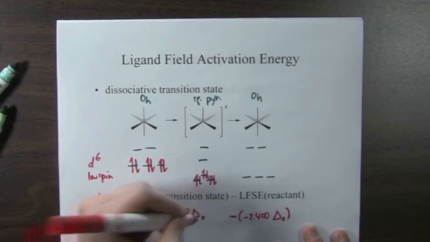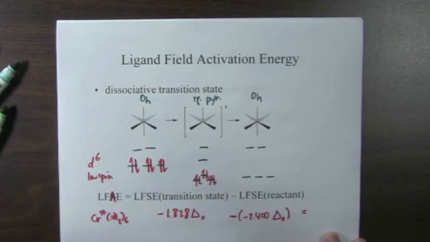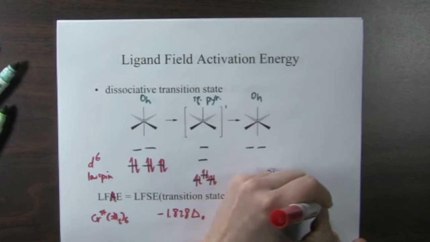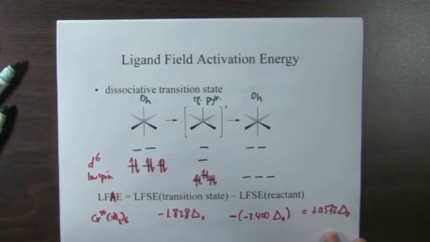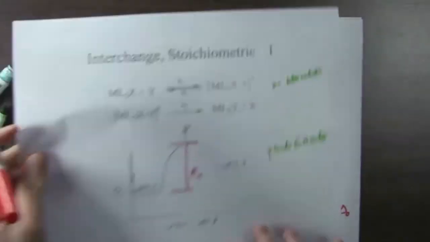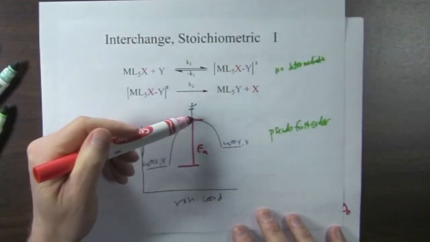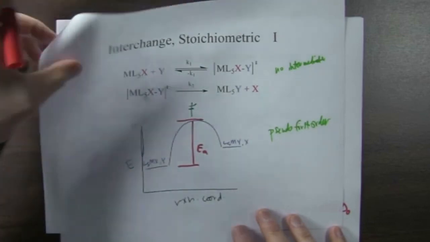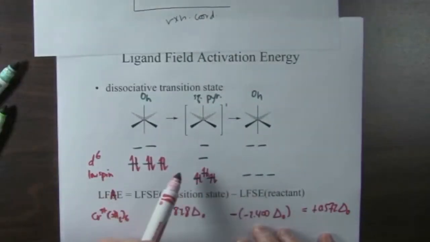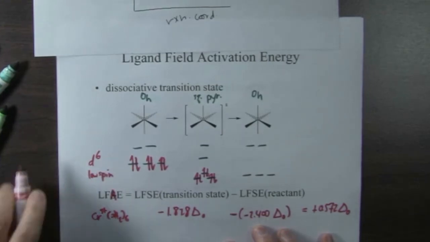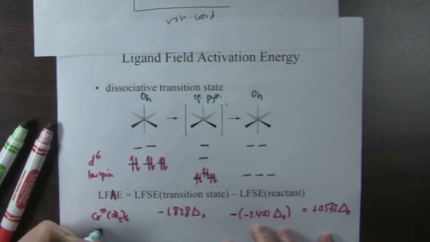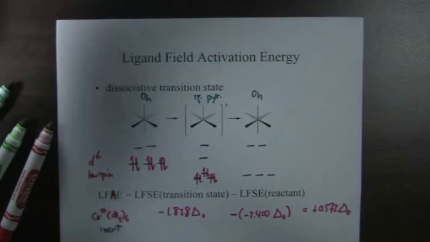1.828 delta octahedral. So the total ligand field activation energy is positive 0.572 delta octahedral. So this is positive energy being added here to our energy of activation, so that transition state is higher in energy due to the ligand field splitting for a d6 low spin complex. And so that explains why the chromium 3 plus d6 low spin is kinetically inert. At least partly explains it.